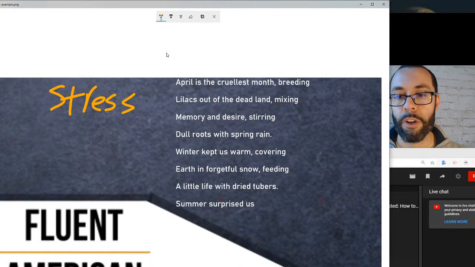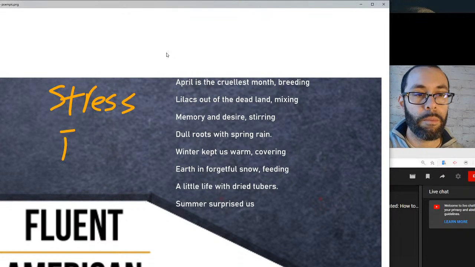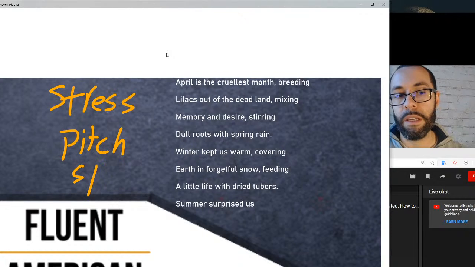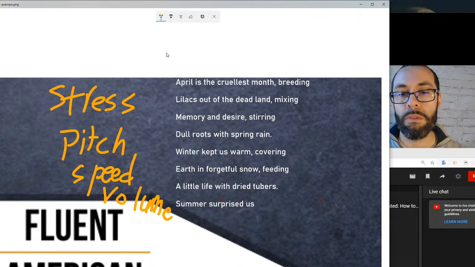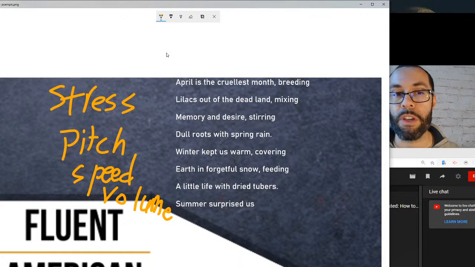We're also going to be paying attention to things like pitch. We're also going to be playing with speed. Even a little bit with volume, like how loud you're saying things. All of these are key components that can make what you're saying sound more interesting and more engaging. So let's start off with stress. Let's look at this poem.